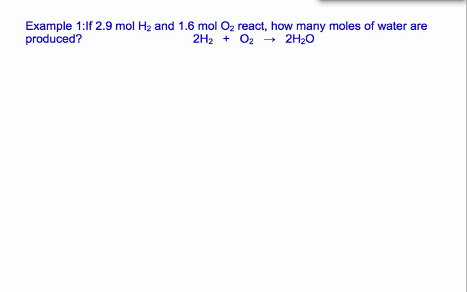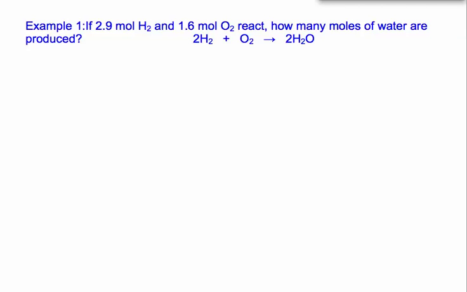So this problem asks, if I have 2.9 moles of hydrogen and 1.6 moles of oxygen reacting, how many moles of water are produced? And this problem has two values given, but it doesn't say the words percent yield in it. So we need to know that this is a limiting reactant problem.